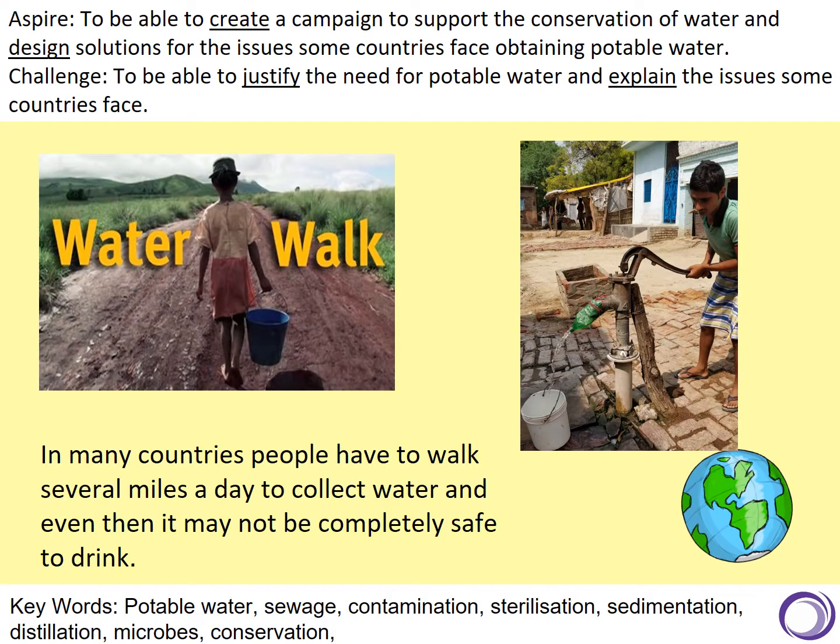So unfortunately for many people, water from a tap is not available. And what we've got are some images here that show some of the things that people have to go through in order to get water for their everyday living. So many people in many countries still have to walk several miles a day in order to collect water from a relatively safe source of water. And even those sources of water that they collect from, like the pump shown on the right hand side, the water may not be potable quality water and therefore may not be completely safe to drink.